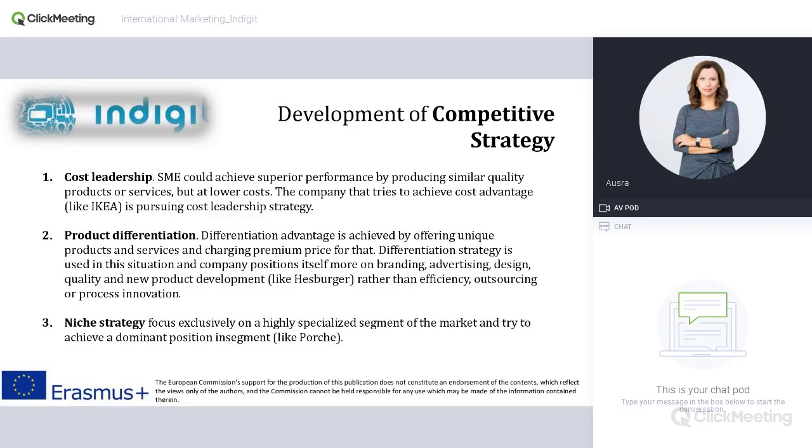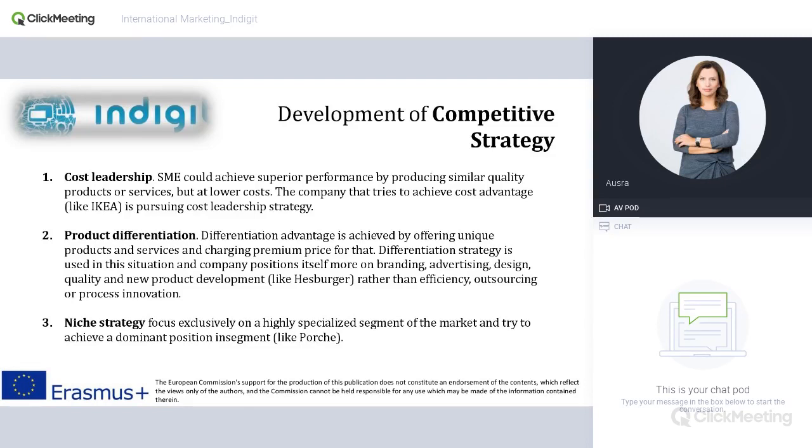The first one is cost leadership. An SME could achieve superior performance by producing similar quality products or services, but at lower cost. A company that tries to achieve cost advantage, like IKEA, is pursuing a cost leadership strategy.